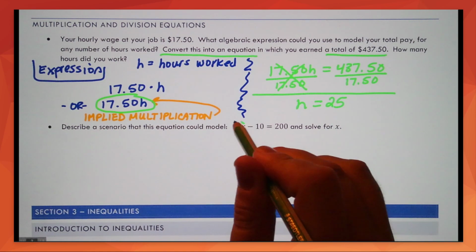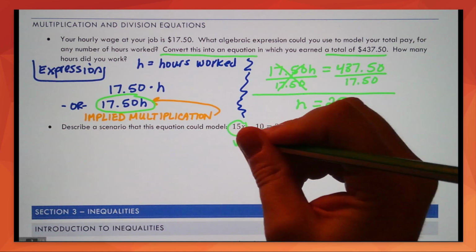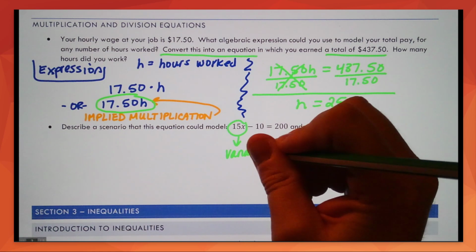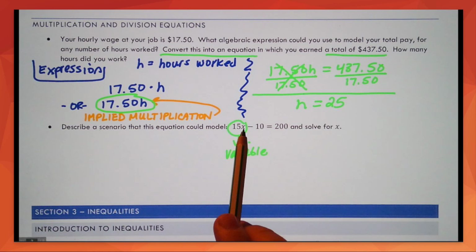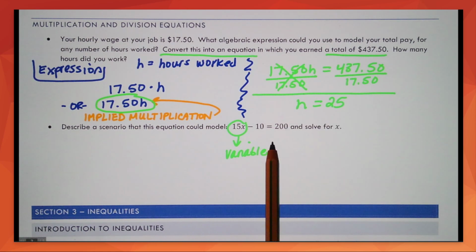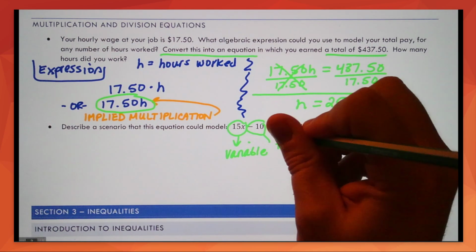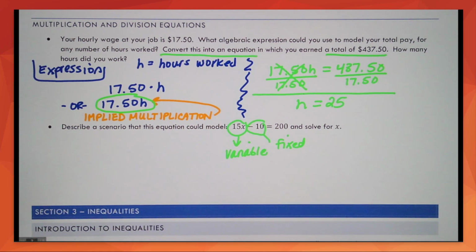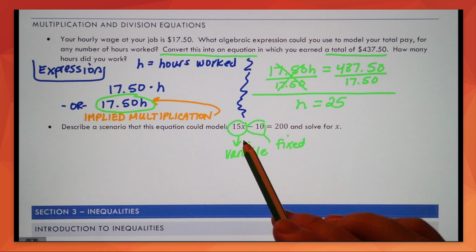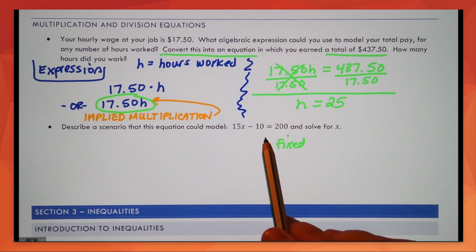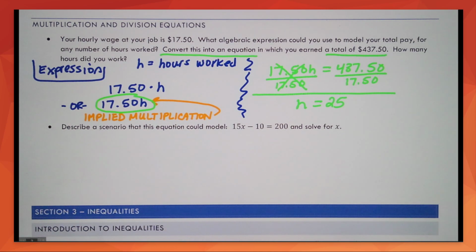So this is variable, and it varies depending on whatever the amount of x is, okay? And then this part, this minus 10, is fixed. It doesn't ever change. You're always subtracting exactly 10 from whatever this comes out to be. And then we have an equation, so whatever all this comes out to is going to equal $200, so we need to figure out what x is, okay? So you could have come up with any scenario you wanted to.